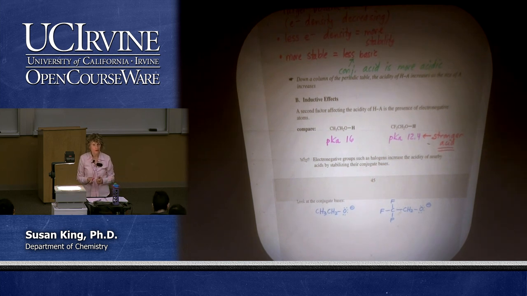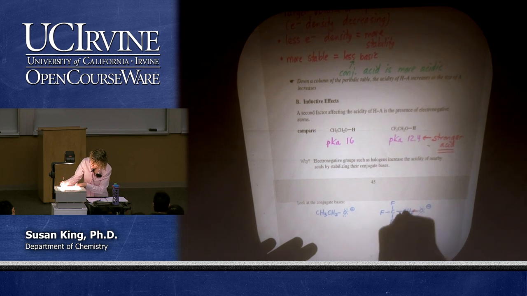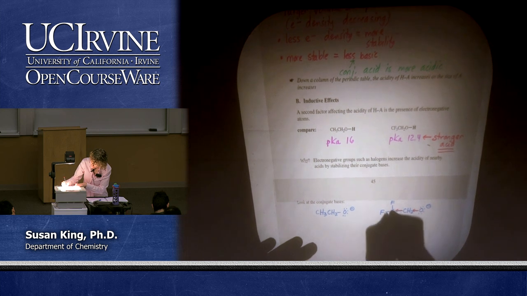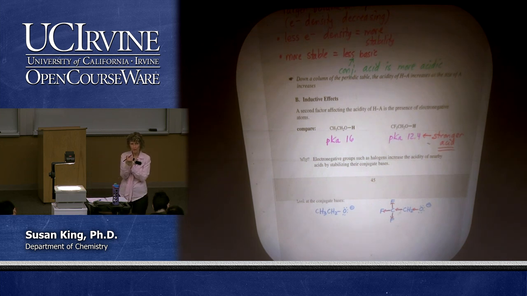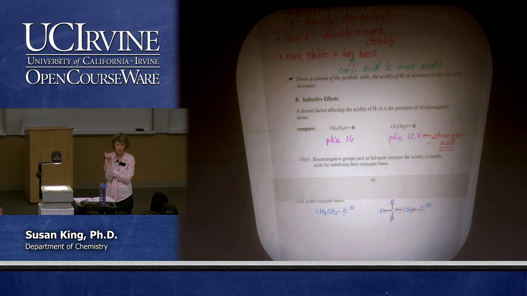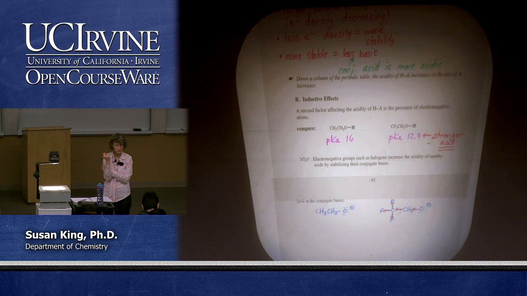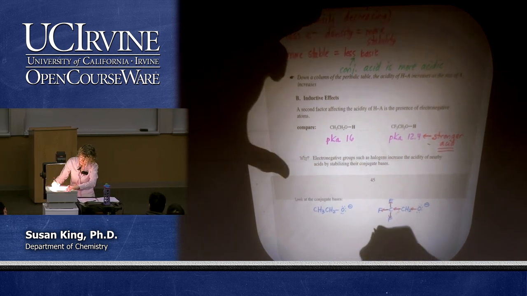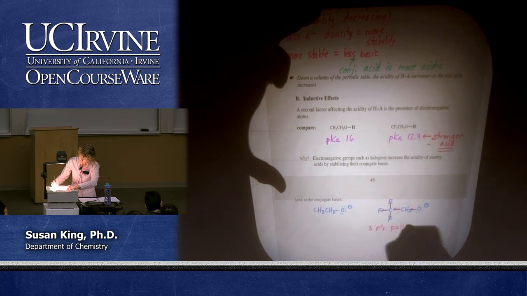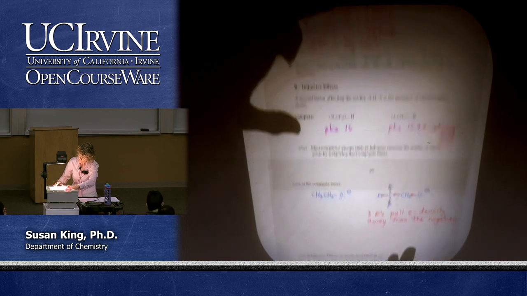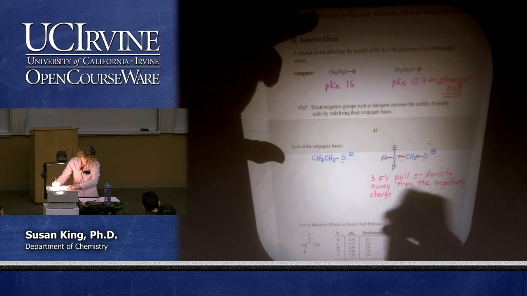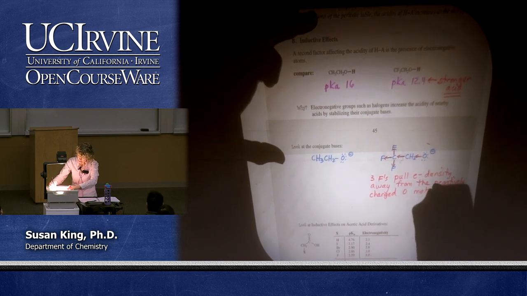We know that fluorines are very, very electronegative. So what's going to happen here is we're going to pull electron density here. And it pulls through bonds. It's very powerful. So when those three fluorines are pulling on that negative charge, what's happening to the electron density on oxygen? Decreasing. It's decreasing. Okay, so three fluorines pull electron density away from the negatively charged oxygen, making it less negative.